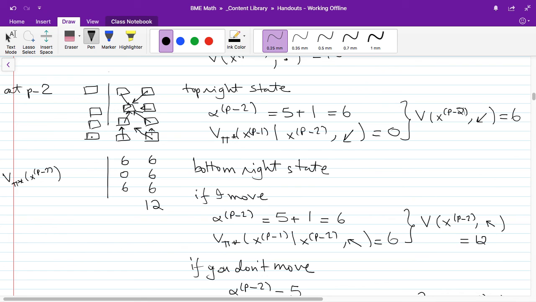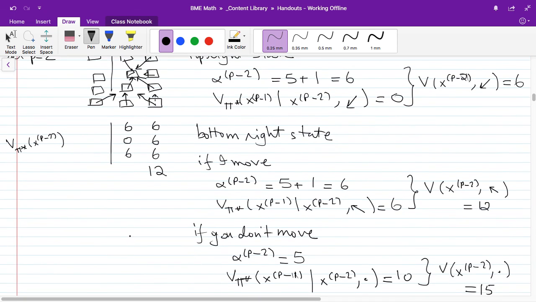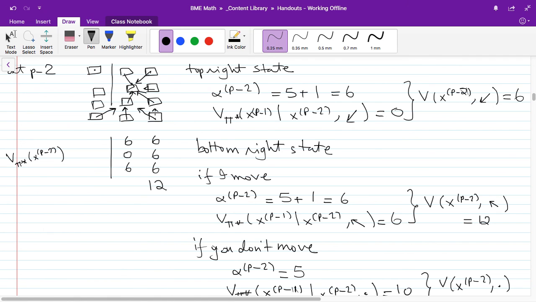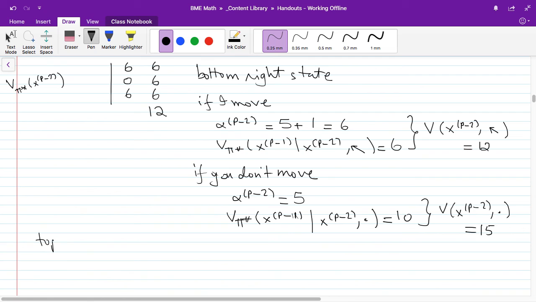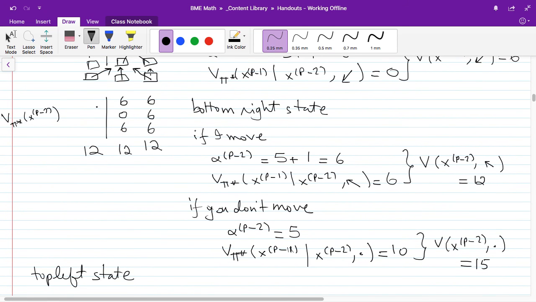And this is the best action here. But what about this guy here? Let's look at this guy up here, top left state. All right. So for these guys, this is going to be a 12. This is going to be a 12. So now I want to know what's the best action if I'm up here.